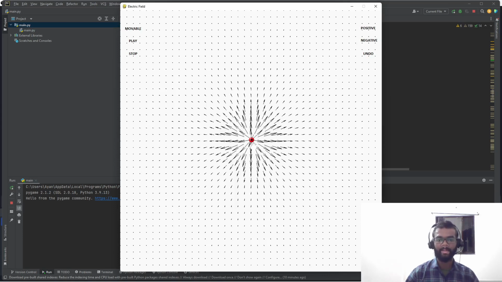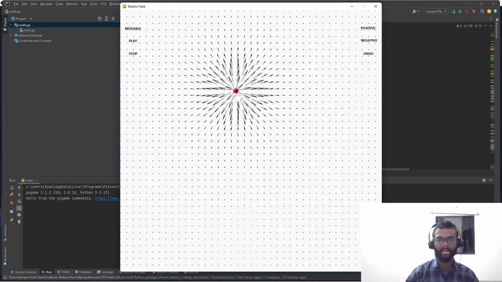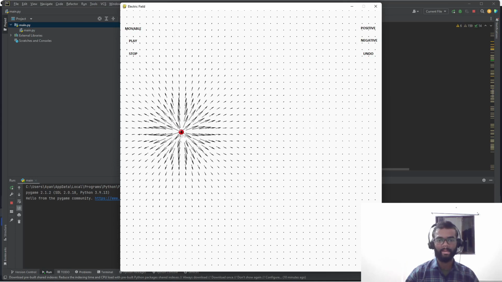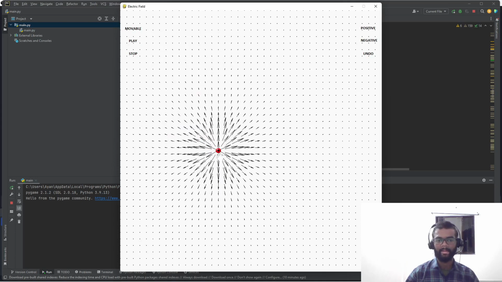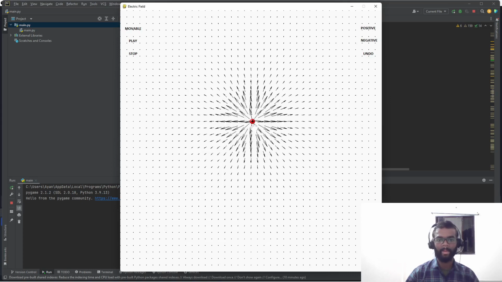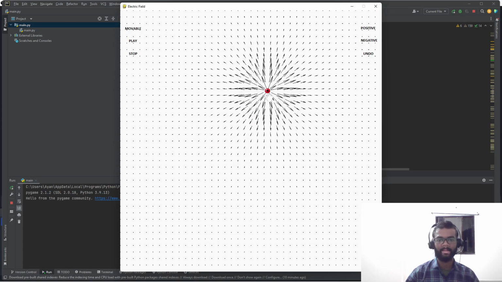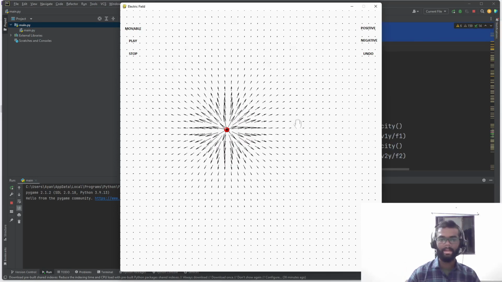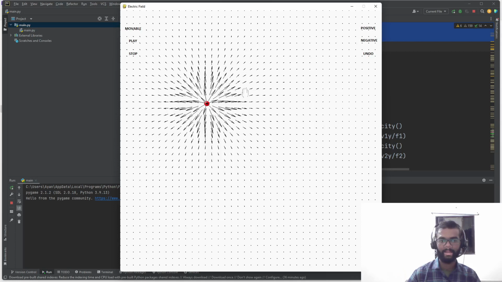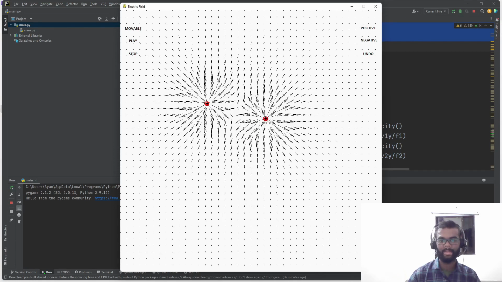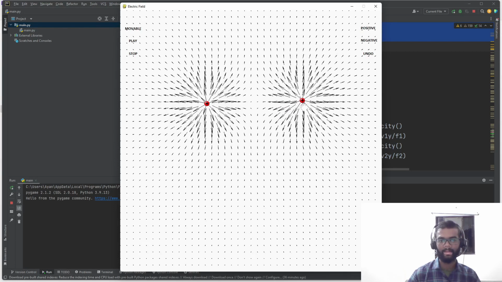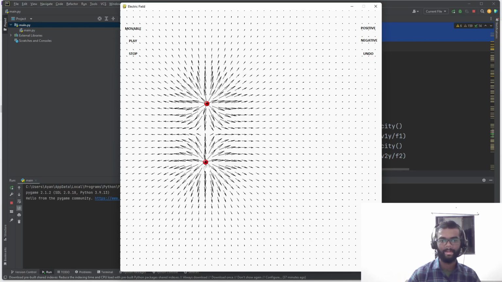I can grab this positive charge and move around, and at every instance the electric field at every point is redrawn. So it gives you a very nice little transitioning effect. Let's see what happens if we keep on adding a bunch of positive charges and arrange them. So as you can see, exactly in the middle of these two charges, the electric field is 0.